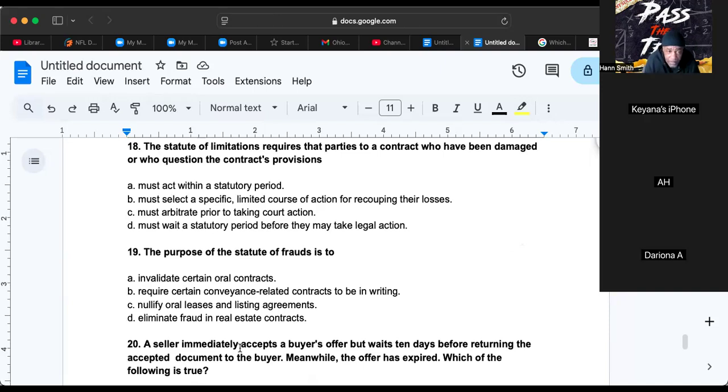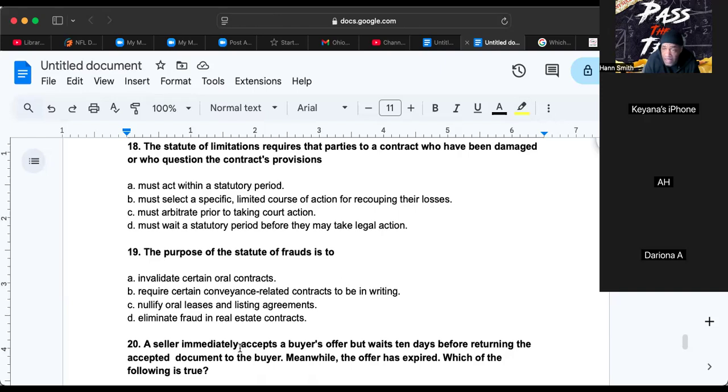We haven't talked about the statute of limitations. The statute of limitations requires that a party to a contract who has been damaged, the person who's been wronged in the contract, or who questions the contract's provisions, or has questions about it, like, I'm not sure about that.